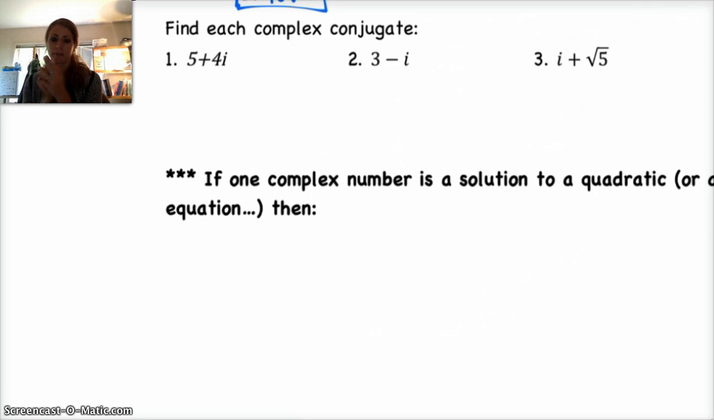It's just finding the complex conjugate. The complex conjugate of 5 plus 4i. Remember, you make the imaginary part negative. So the complex conjugate of that is just 5 minus 4i. Complex conjugate of 3 minus i is 3 plus i. Really not that hard.